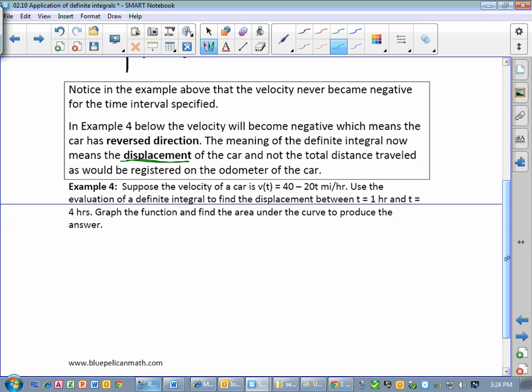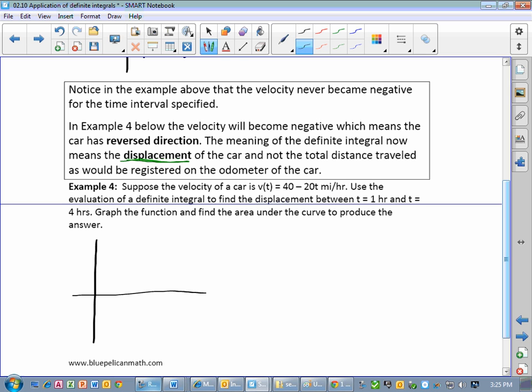Okay. So it says, suppose the velocity of a car is the same velocity formula. Use the evaluation of a definite integral to find the displacement between t equals 1 and t equals 4. So we're going to find how far from where the car was at t equals 1 does he end up at t equals 4. That's what we're going to be doing. So let's start by graphing our function.